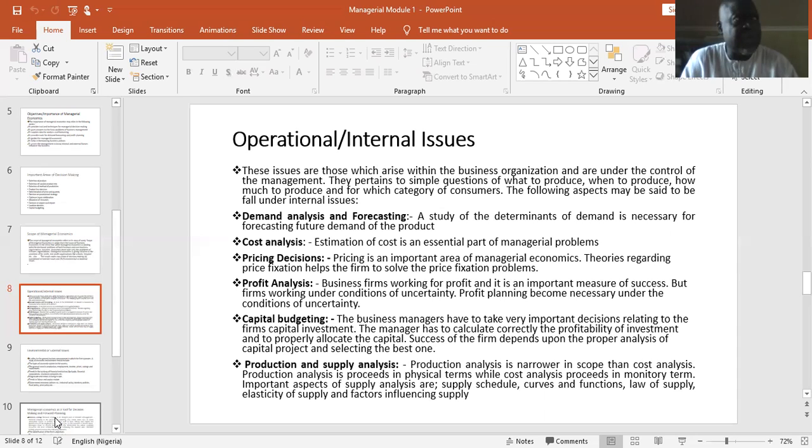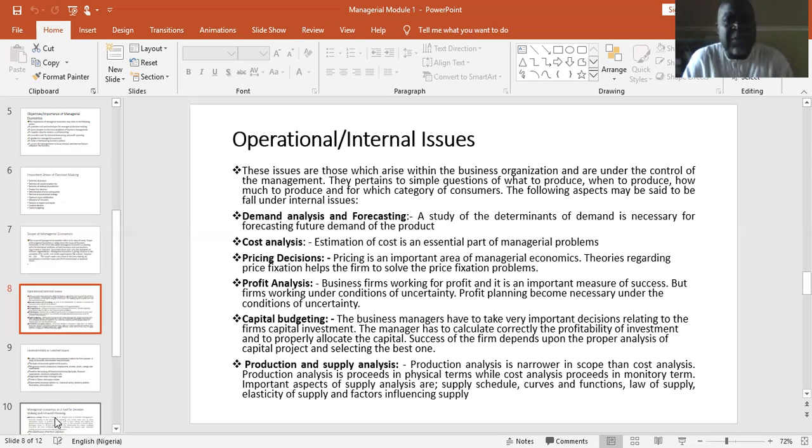Then pricing decision. How do you come to the decision as to what price you are going to charge for your product? Profit analysis. How do you analyze your chances of making profit? What amount of profit are you getting relative to other members in the industry or relative to the economy, and things like that? And then capital budgeting.